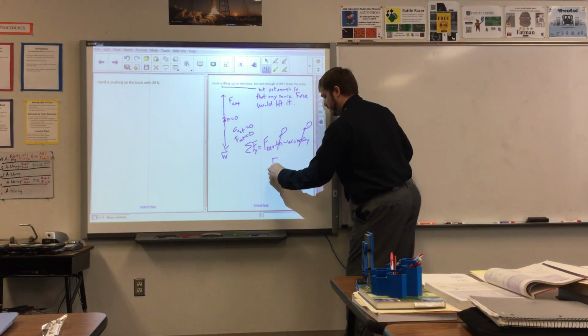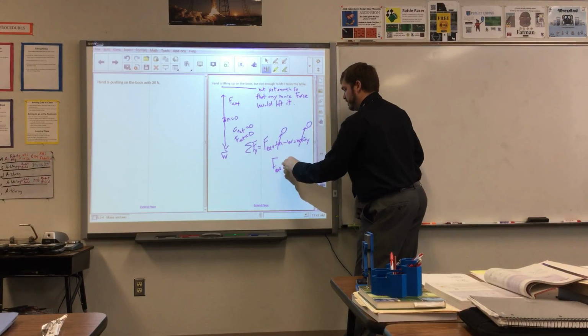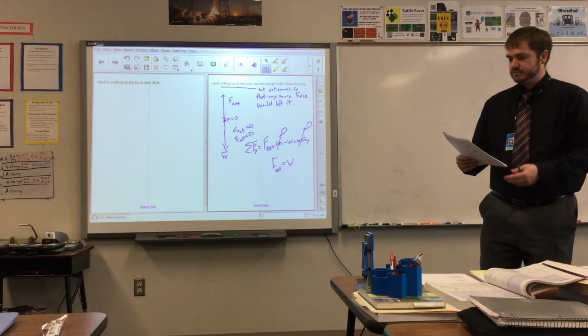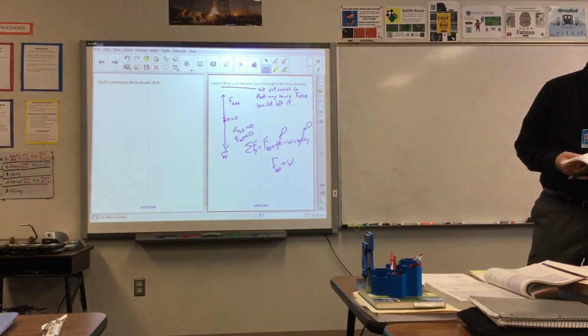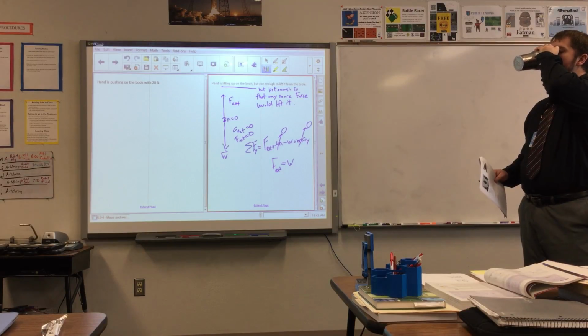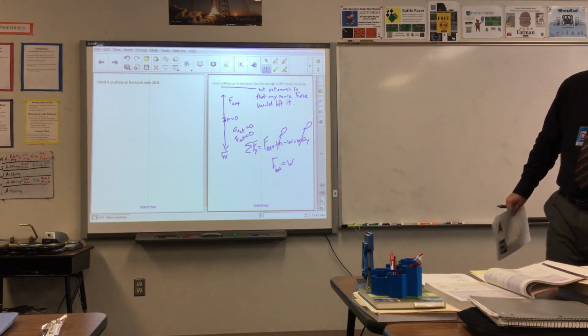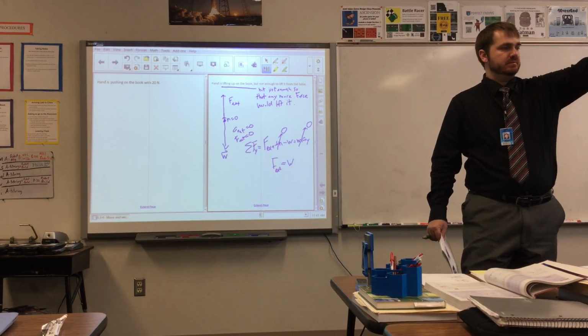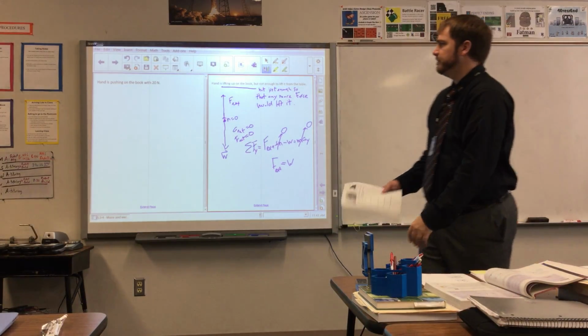is exactly the same as the weight. So like I said, it's the exact same situation as if I were holding it here. That's kind of what I was trying to get at with that one.